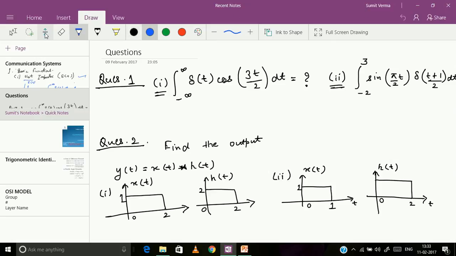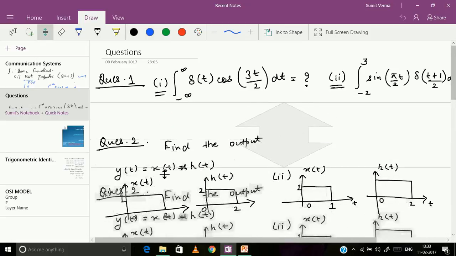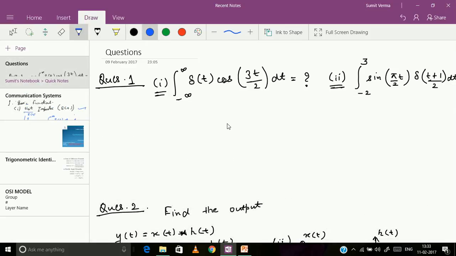What is it asking here? It's asking you to find the integration from minus infinity to infinity of del t cos 3t by 2 dt. You know the del t function is defined at t equal to 0 only. So when I multiply these two signals, I will get a signal which is defined at t equal to 0 only. So this integration from minus infinity to infinity will now change to the value of this signal del t cos 3t by 2 at t equal to 0 only.